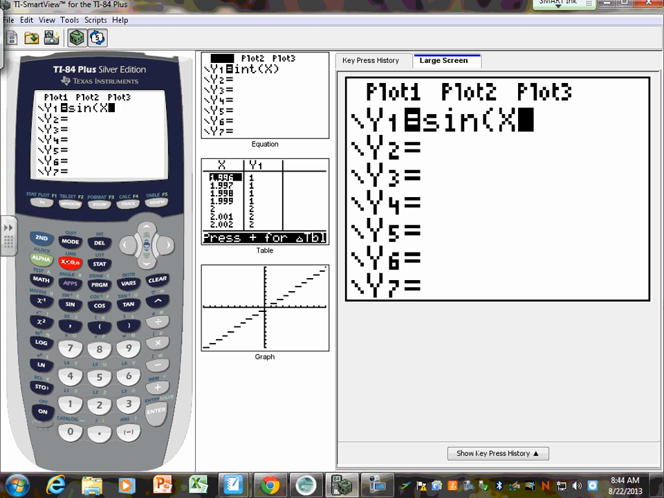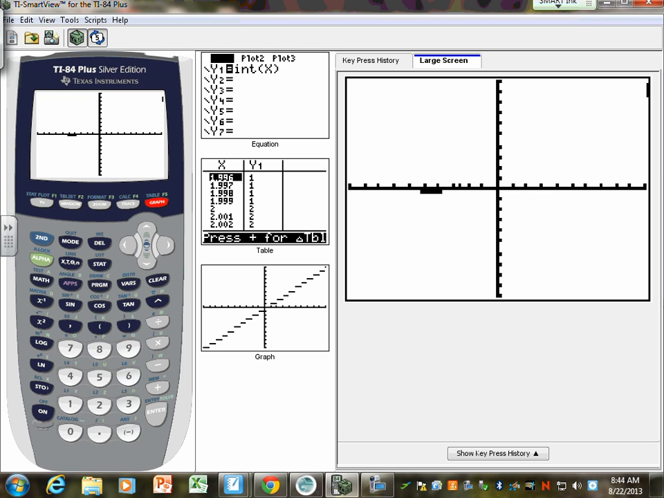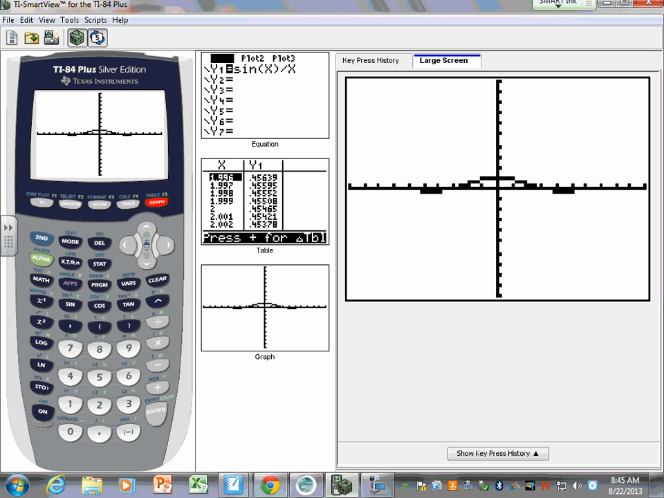Sine of x over x graph. And we could zoom in here. But even without zooming in, if I want to know what's happening as I get closer and closer to 0, if I come in from this side and this side, what y value does it look like it's getting closer and closer to? 1. It doesn't equal 1 at 0 because it's undefined at 0.